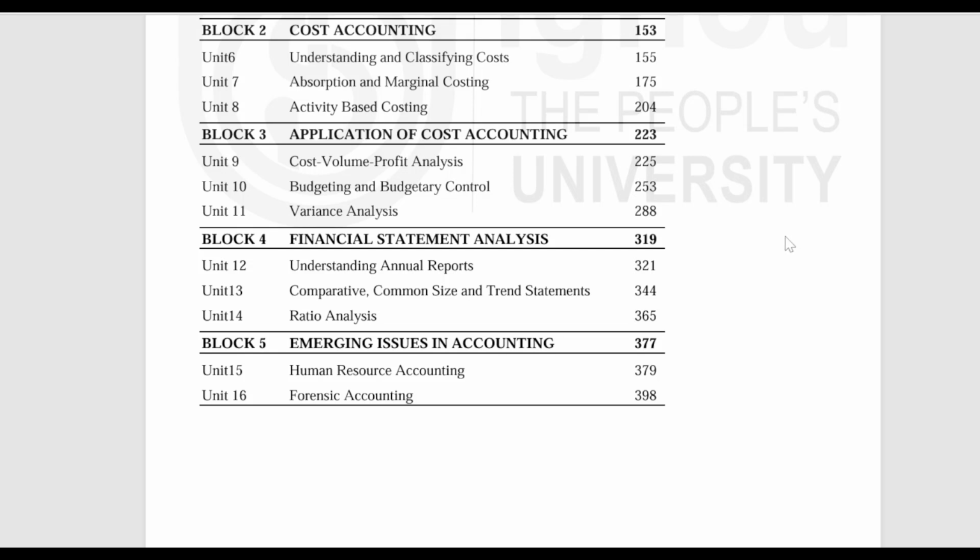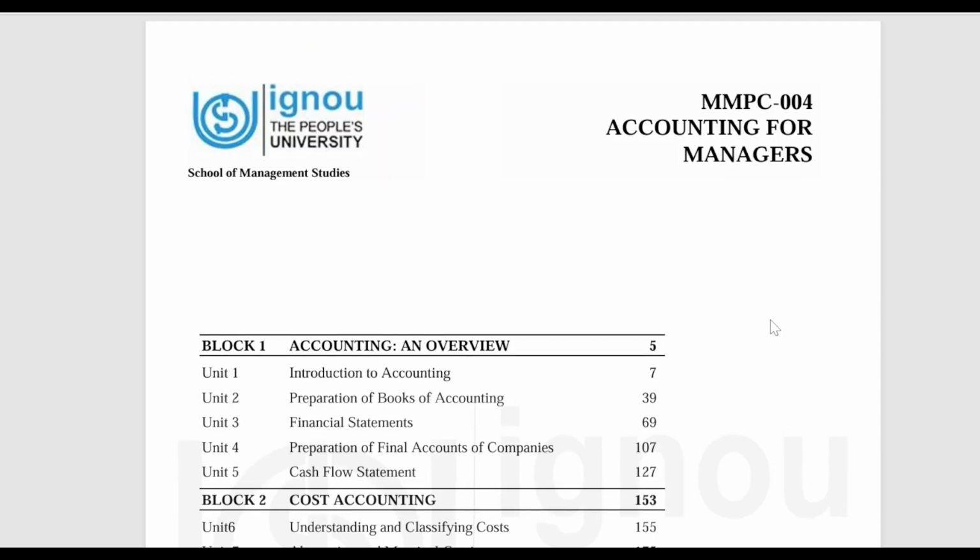And block 4 covers Unit 12, 13 and 14. This block is Financial Statement Analysis. Unit 12 is Understanding Annual Report. Unit 13 is Comparative, Common Size and Trend Statements. And Unit 14 is Ratio Analysis. And next is block 5, Emerging Issues in Accounting. Unit 15 and 16 are under block 5. Unit 15 is Human Resource Accounting and Unit 16 is Forensic Accounting. So this is the overall unit structure of the MMPC 004 IGNOU MBA course, Accounting for Managers.